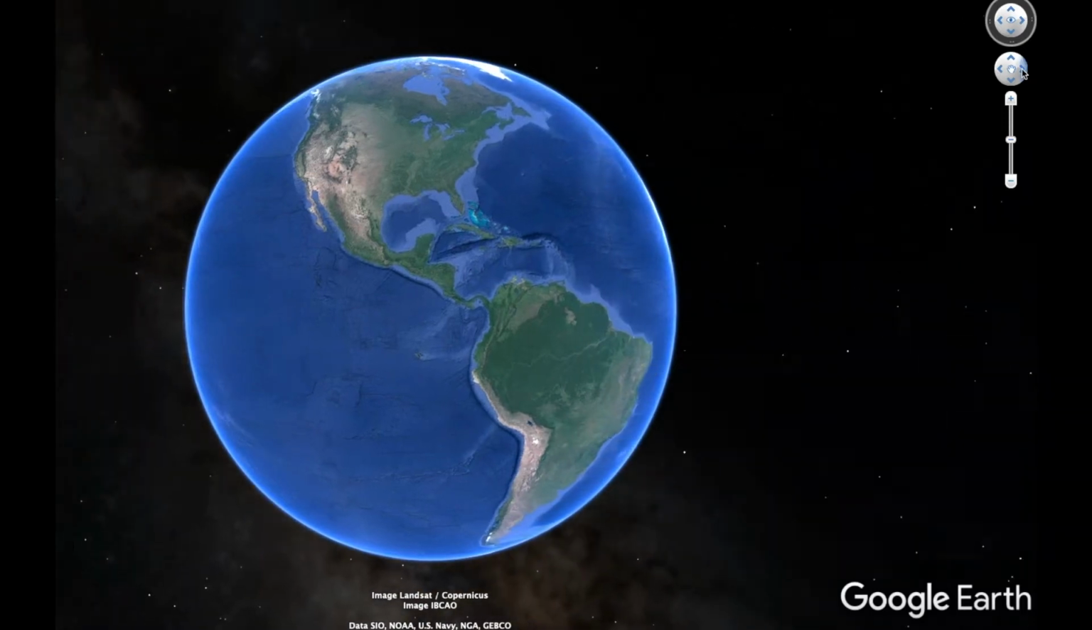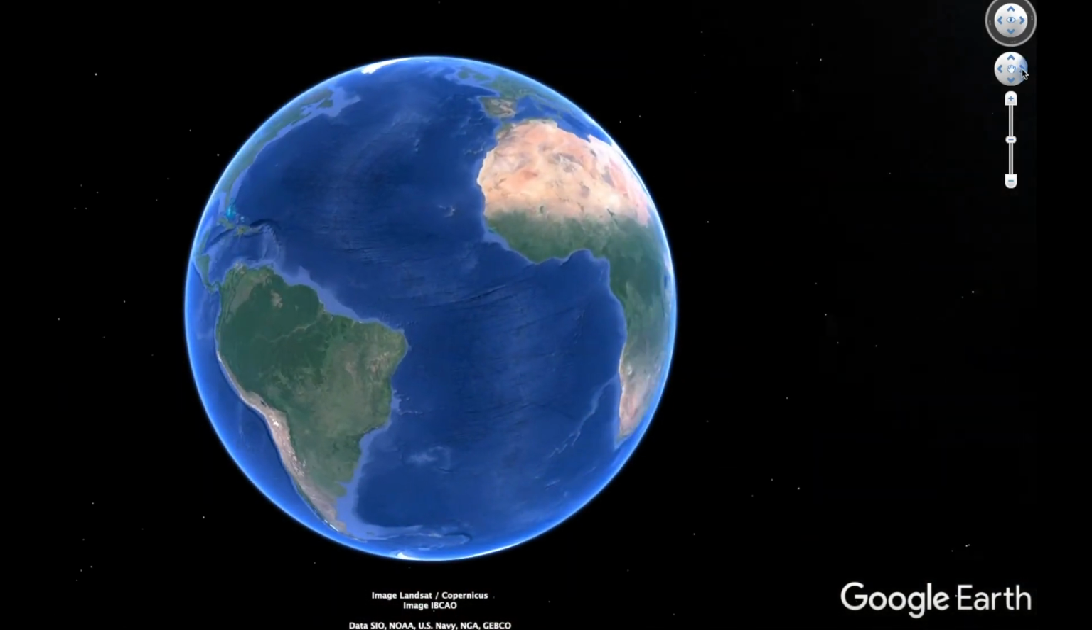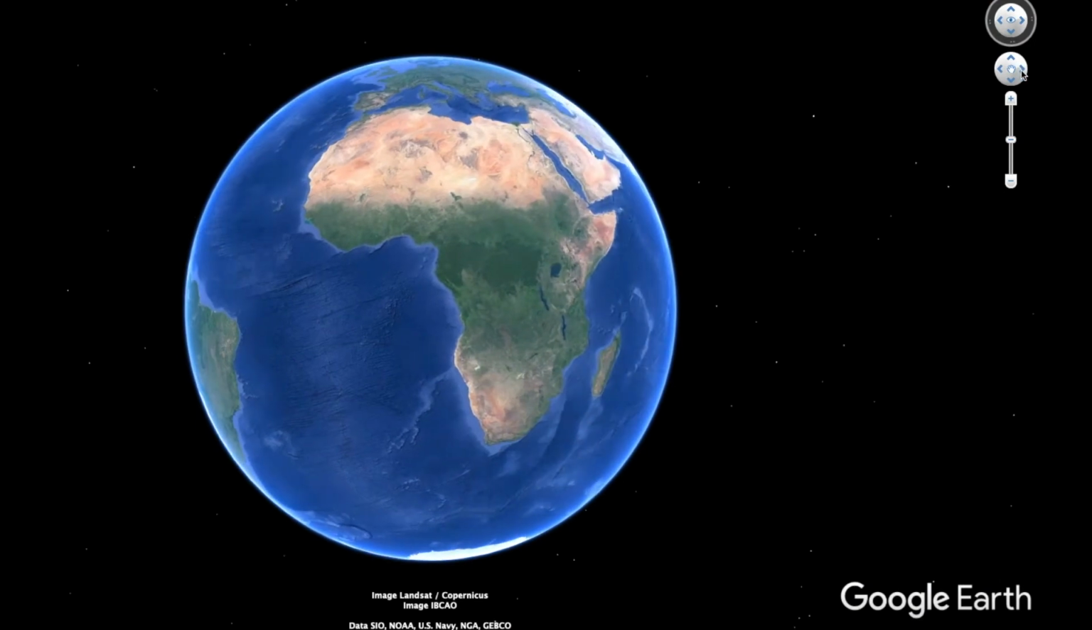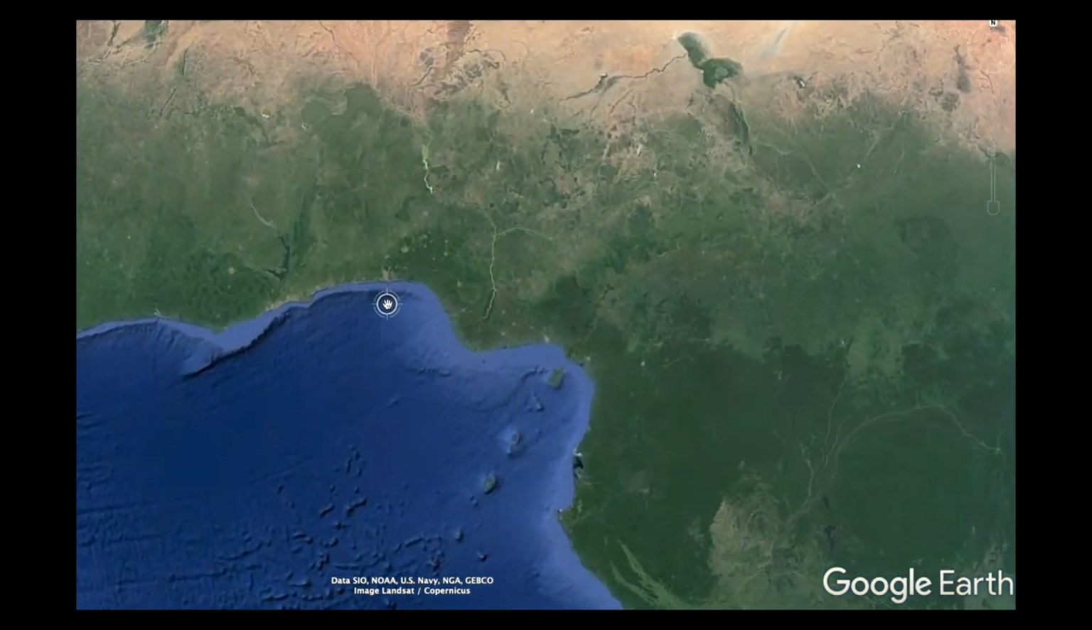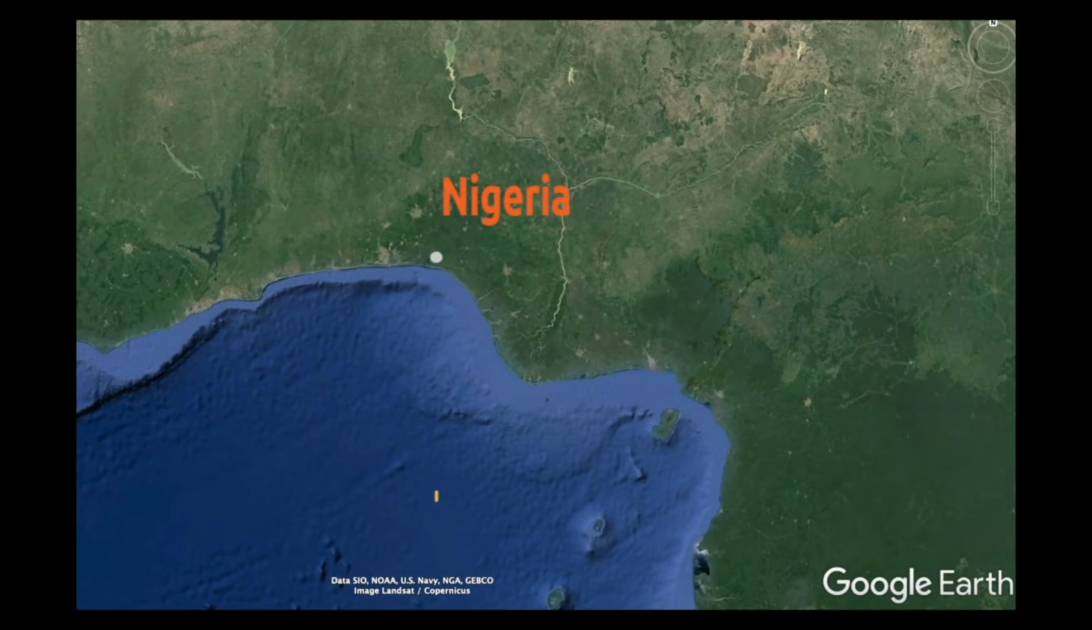What you see here is the blue planet, our home, Earth. And we're going to stop right here looking at the continent of Africa, surrounded by the Atlantic Ocean. And just off the African shoreline, there is a boat headed towards the country of Nigeria. Can you figure out the boat's distance from the shoreline? How far away do you think it is?